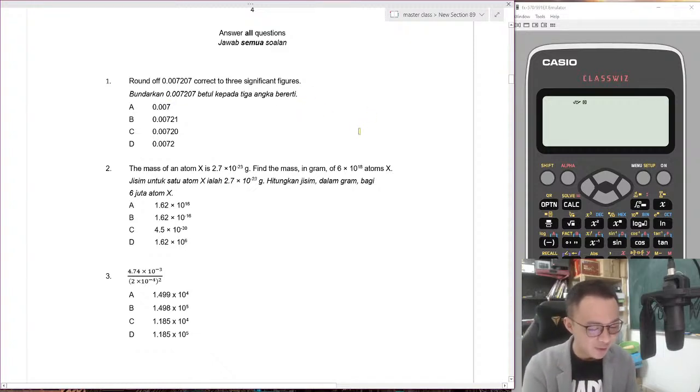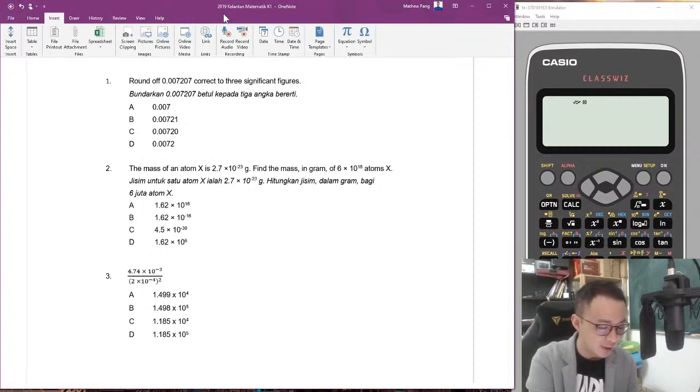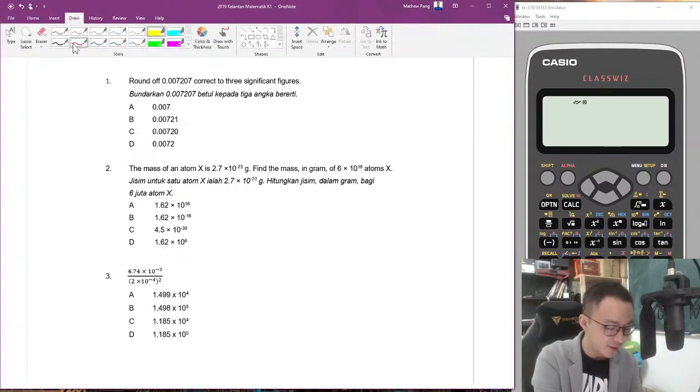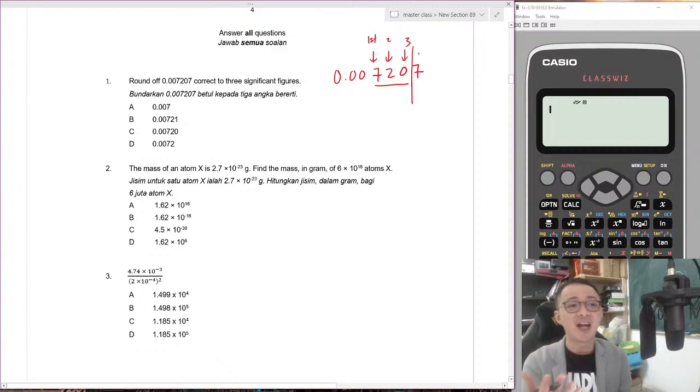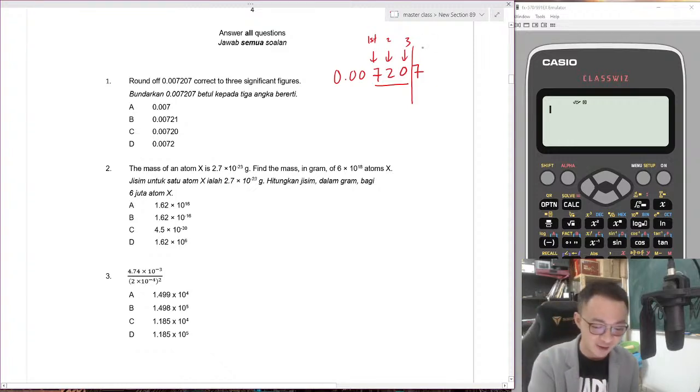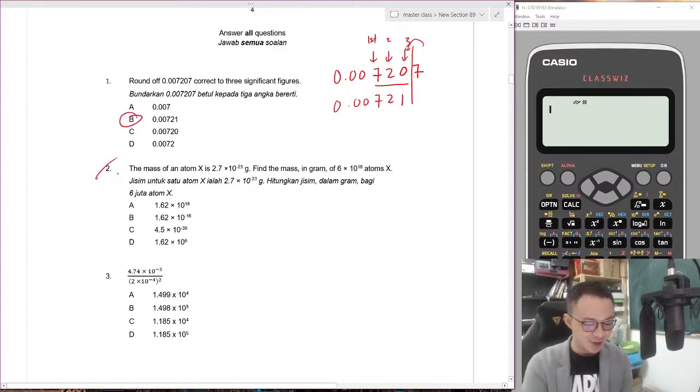This one wants three significant figures. To do three significant figures, we ignore all the zeros in front, so we start counting from the first non-zero digit: 1, 2, 3. We draw a line here. The next digit is 7, which is 5 or bigger, so we need to add 1 to the number in front. So 0 add 1, it should be 0.00721. The answer will be B. Very straightforward.